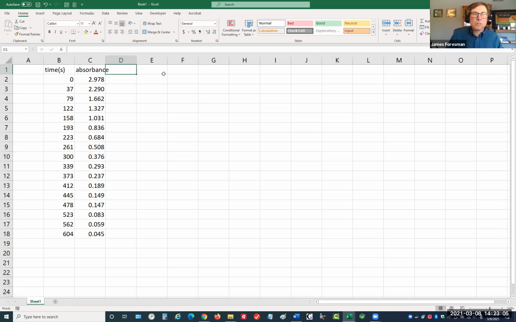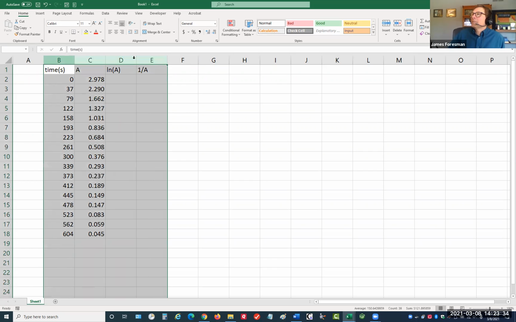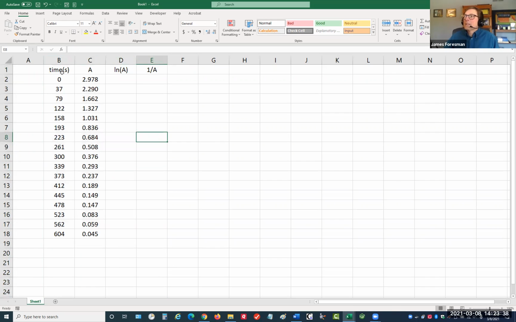And what I'm going to want to do to determine whether this is zero, first or second order is I'm going to plot the absorbance versus time, and then I'll plot the natural log of absorbance versus time, and then I'll plot the 1 over the absorbance versus time. Maybe I'll just call this A, make it a little cleaner. So I can center all of this. And so this is trial 1. I have my data for trial 1 copied from the simulator into my own document.